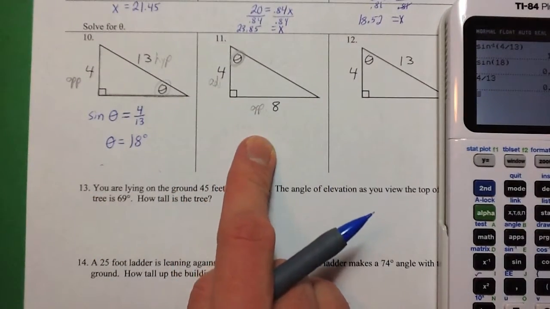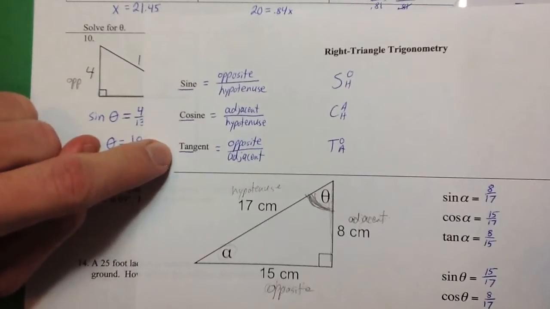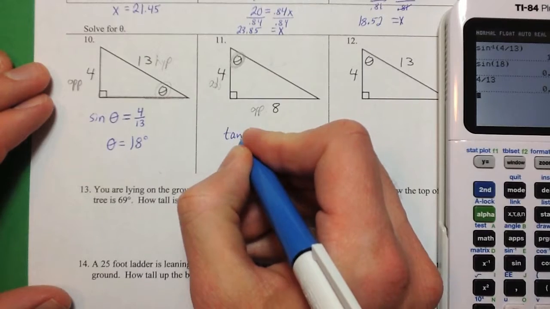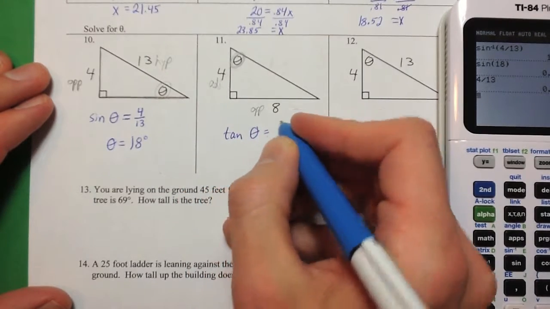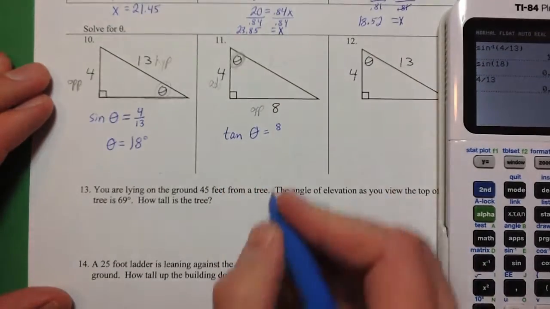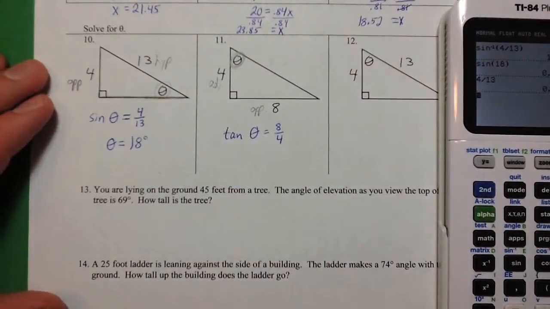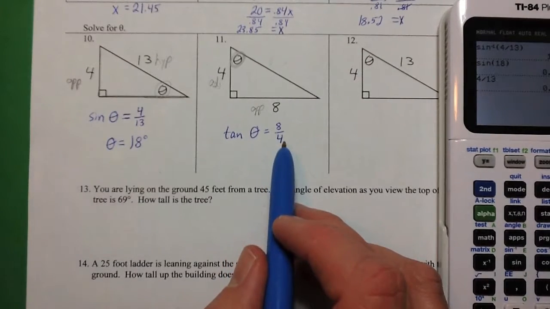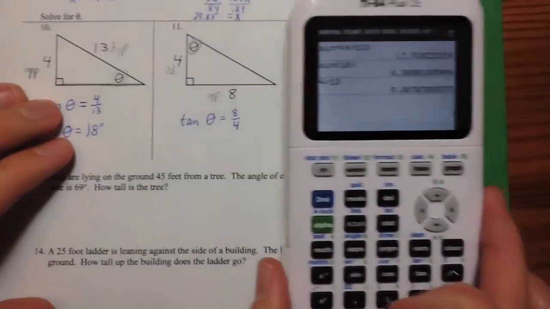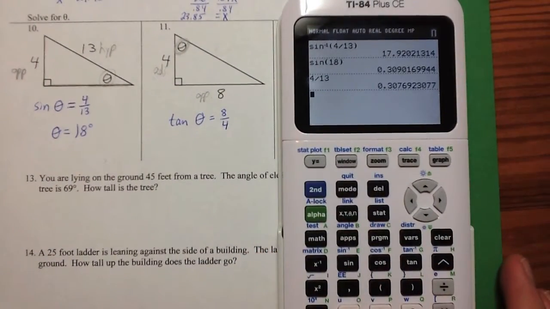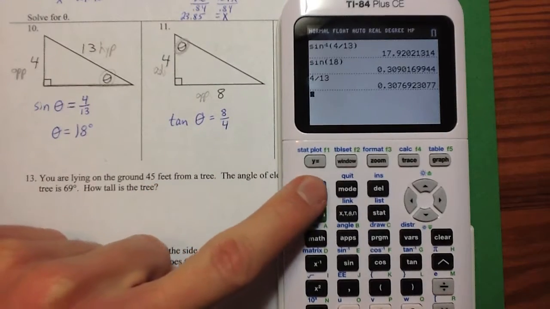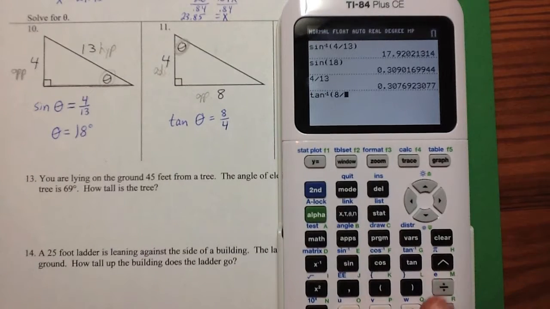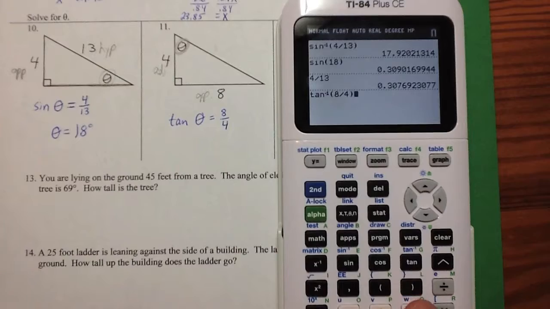Adjacent and opposite are tangent. So, the tangent of my angle is opposite, that's 8, over adjacent is 4. Now, if you want to go ahead and make your life easier, 8 divided by 4 is 2. You're right, I'm right, we're right, we got this. But I'm not going to go there. Instead, I'm just going to do what I did on the last one. I don't know the measure of my angle, so I'm just going to press inverse tangent of 8 divided by 4. You could put a 2 there instead.